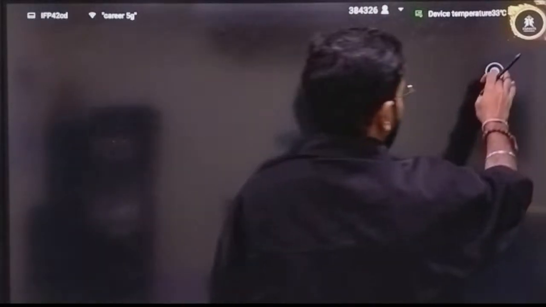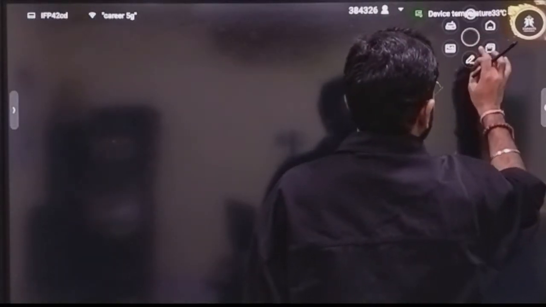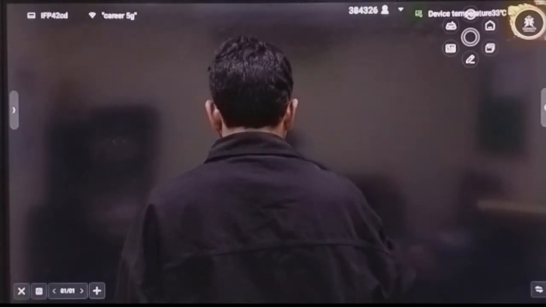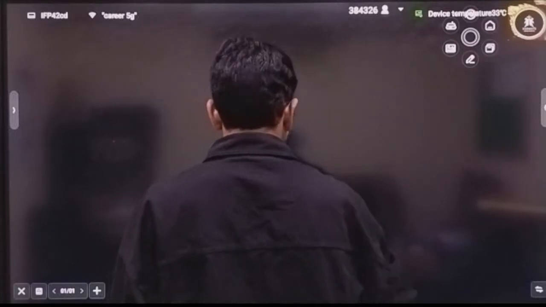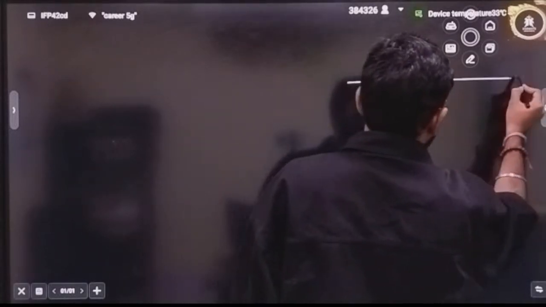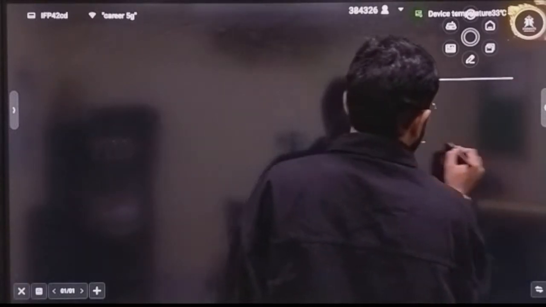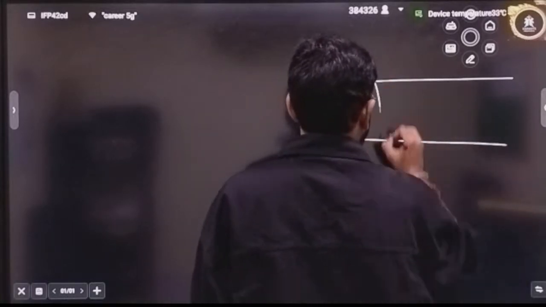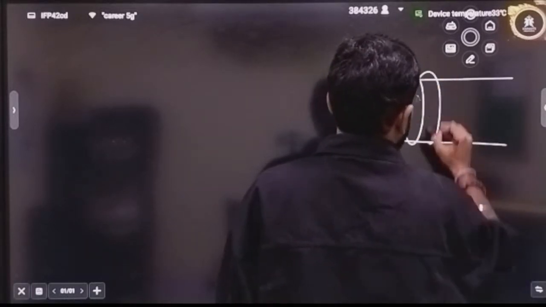Let's see on the blank page. I am going to draw the same thing. Diagrams will be a little bit cluttered, so please focus. It is very important. This is a solenoid. This kind of circular winding is there.